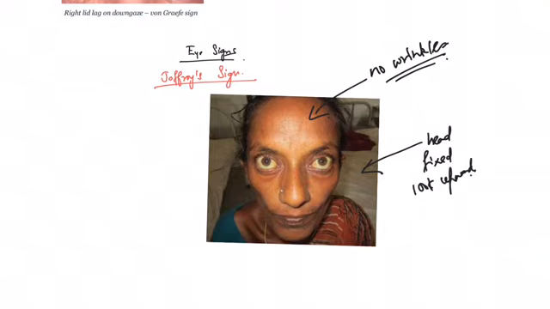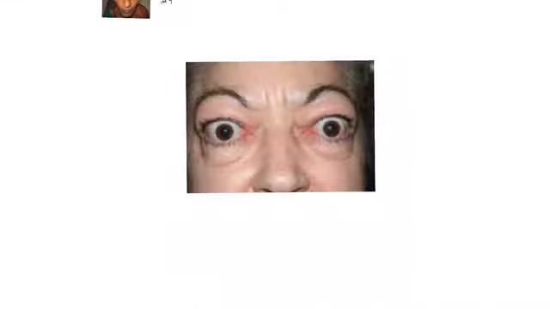Next is Stellwag's sign. This is Stellwag's sign for you. Stellwag's sign, or staring look, you can say, is another sign of primary thyrotoxicosis. You can again here see the sclera is visible between the upper eyelid and the iris, right? Similarly here also. So that is Stellwag's sign.